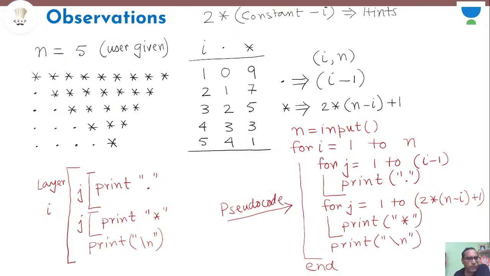My students, anyone could not get my point? How did this 2 star n minus I plus 1 logic come? If you ask me to repeat, I am here to repeat.